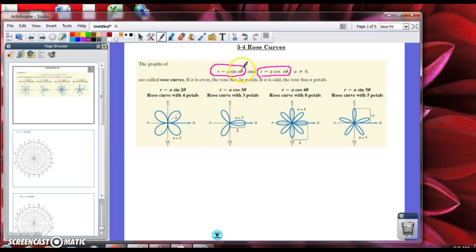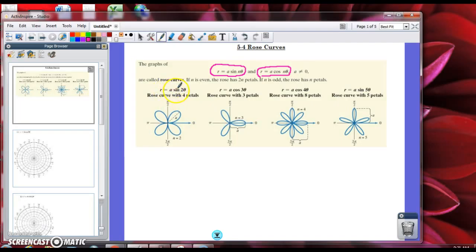If n is even, that means the rose has 2n petals. So double that n value and that'll tell you how many petals you have. If n is odd, then it just is whatever that number is. That's the number of rose petals that you have. Okay, so you'll see here a few examples.